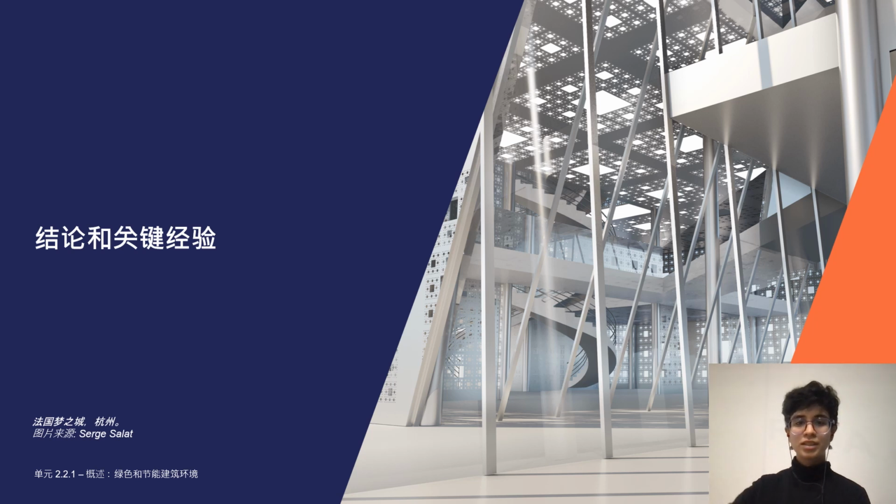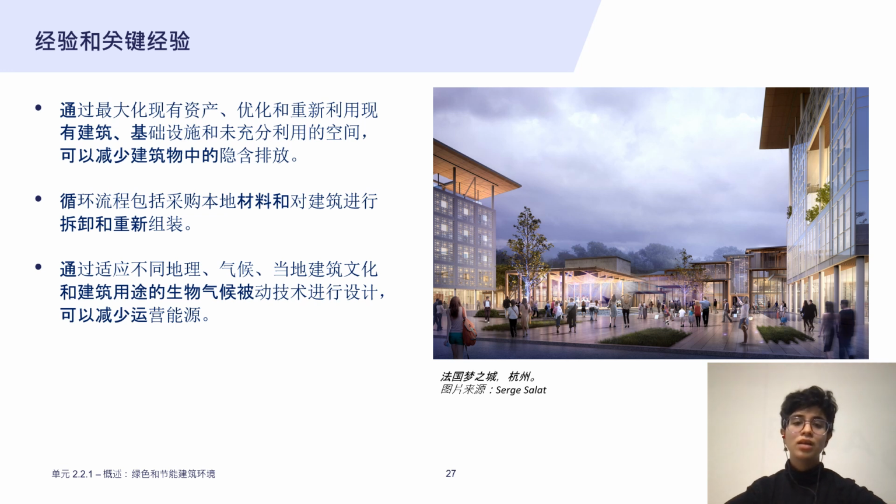It's time to conclude the presentations with some of the important lessons learned. The three main takeaways we want you to go with are: first, the embodied emissions in building can be reduced by maximizing existing assets, optimizing and repurposing existing buildings, infrastructure, and underutilized space. Second, circular processes include sourcing local materials and building for disassembly and reassembly. Lastly, operational energy can be reduced by design and passive bioclimatic techniques adapted to different geographies, climates, local building culture, and building use.